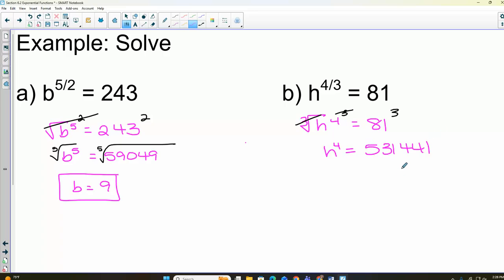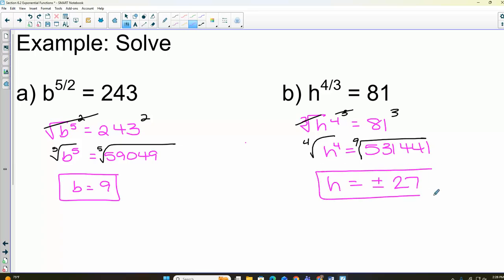Okay, now be careful here. To get rid of a 4th power, we do a 4th root. What am I missing with that? Yes. If you add an even root, you have to do plus and minus with it. So we get positive and negative 27. So just be careful if you're adding a square root, 4th root, and so on. All right. Any questions with this? Do I need more problems like that?